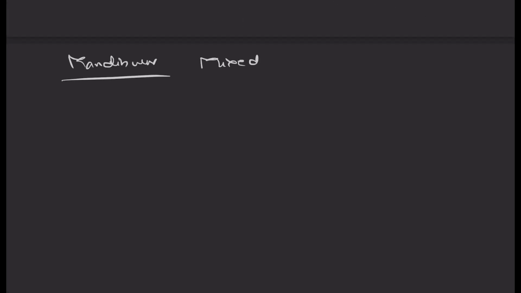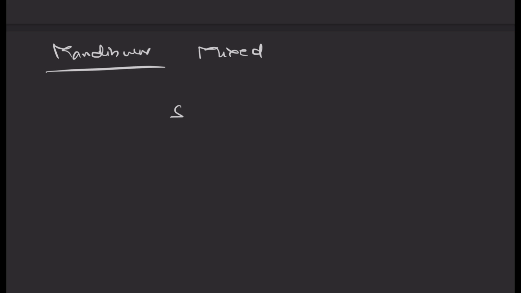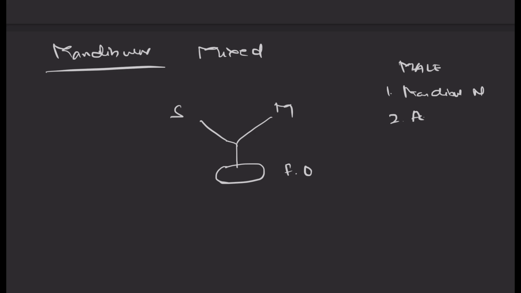Now coming to the mandibular nerve, which is a mixed nerve. It has both the sensory and the motor parts. Both of them join and enter the foramen ovale. So remember, the foramen ovale has these structures: the mandibular nerve, the accessory meningeal artery, number three the lesser petrosal nerve, and number four the emissary vein.